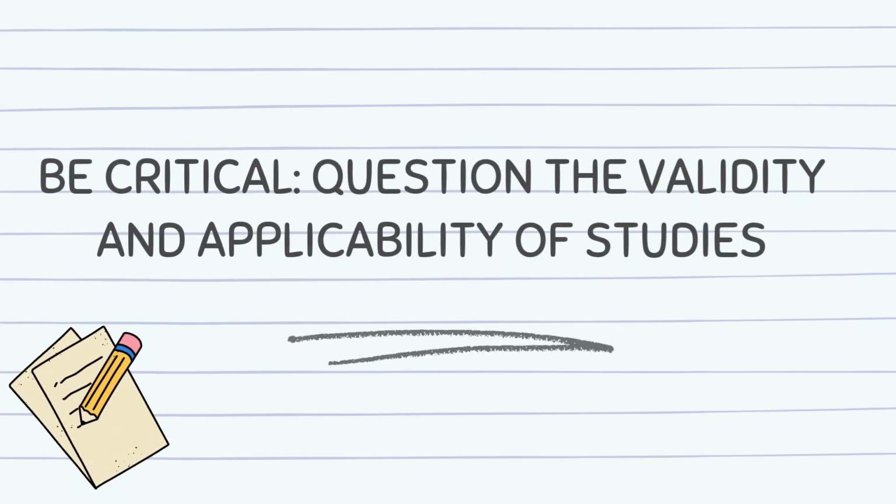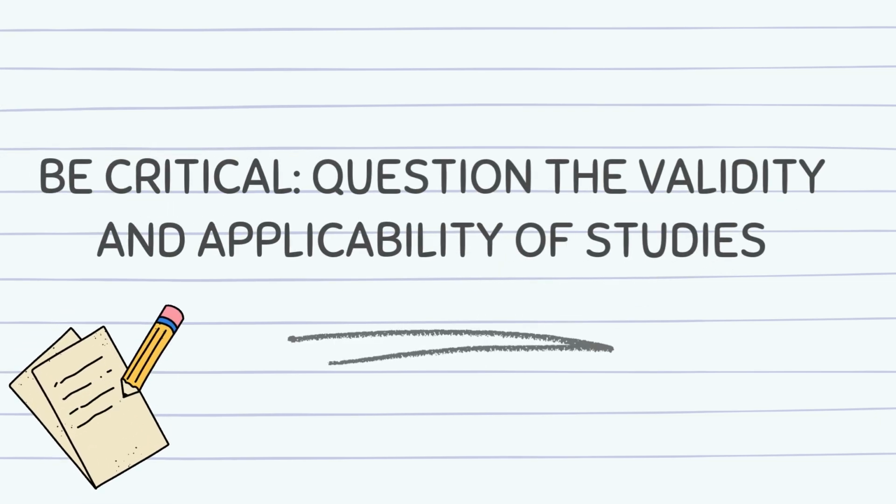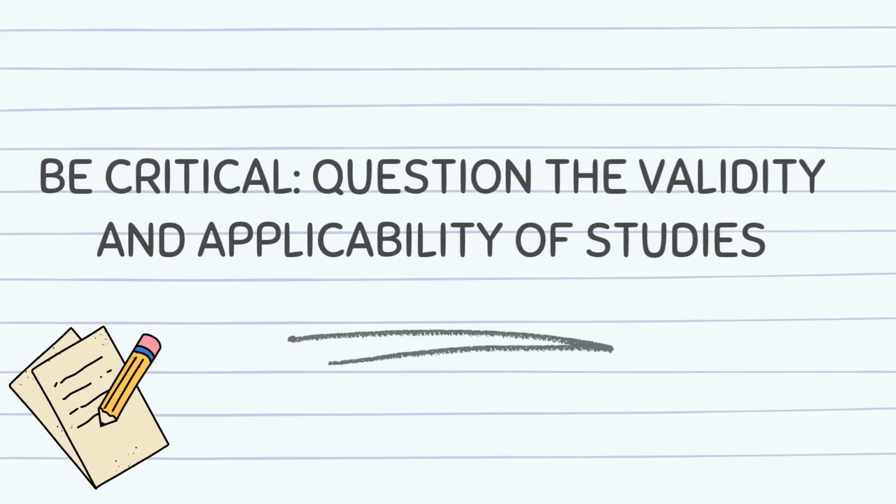Be critical. Question the validity and applicability of studies. Being critical: questioning the validity and applicability of studies in Chapter 2. Thesis writing: a strong review of related literature, RRL, goes beyond summarizing existing studies. It requires critical analysis, examining the validity, reliability, applicability, and limitations of previous research.